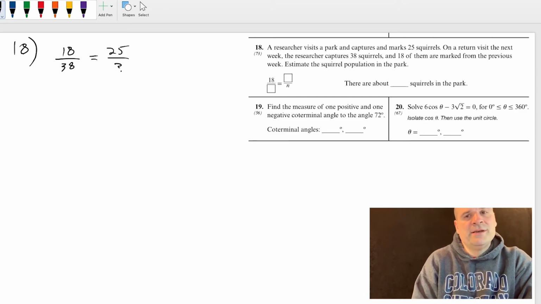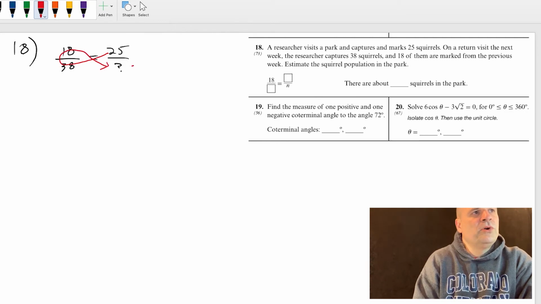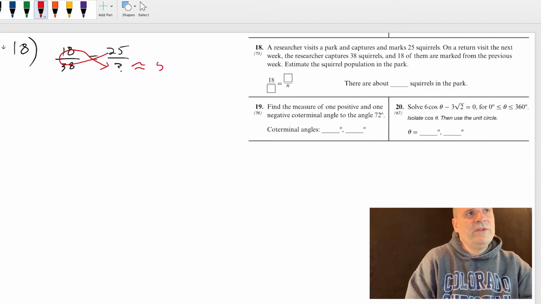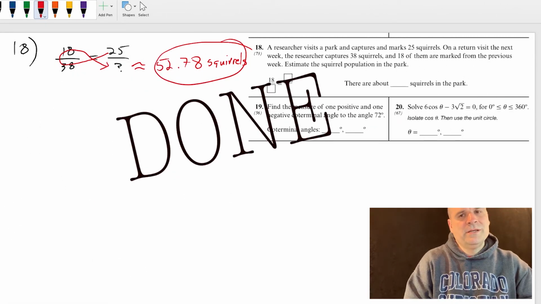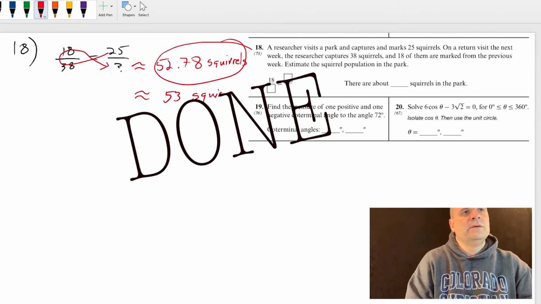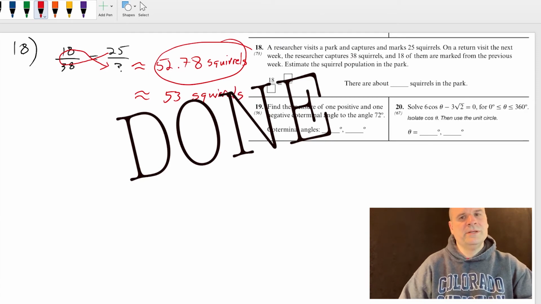All right, well, how do you solve this? That's right, the fish method. I just don't get it. So 25 times 38 divided by 18 is approximately, because we're going to round, 52.78-ish. Okay, but that's kind of weird because you can't have 0.78 squirrels, so we're going to say 53 squirrels. Because we don't want part of a squirrel. That's really messy.